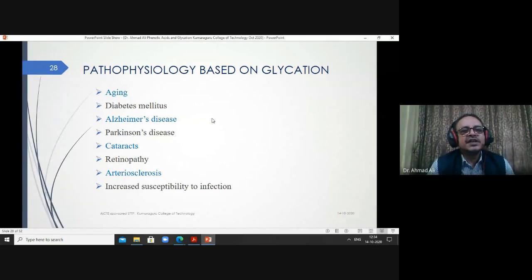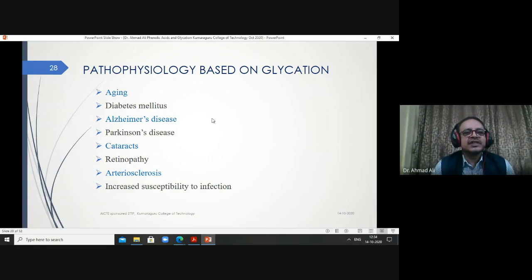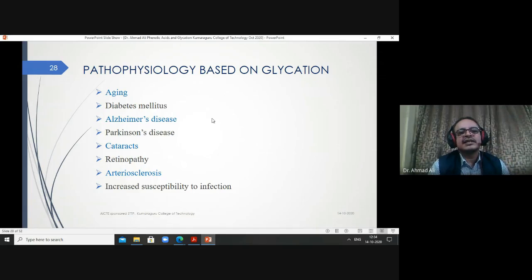Now, what are the diseases where the glycation process is involved? We see AGEs, and that was the first slide also, where we asked whether sugars cause wrinkling of the skin. Yes, because glycation is involved in the process of aging. We see the involvement of glycation in diabetes mellitus, neurodegenerative disorders like Alzheimer's and Parkinson's, cataracts, retinopathy, arteriosclerosis, increased susceptibility to infection, and so on.